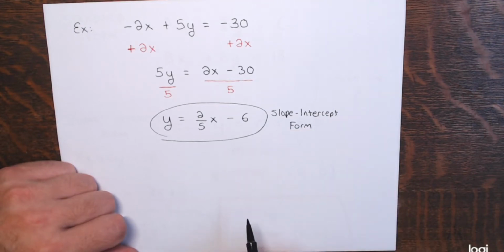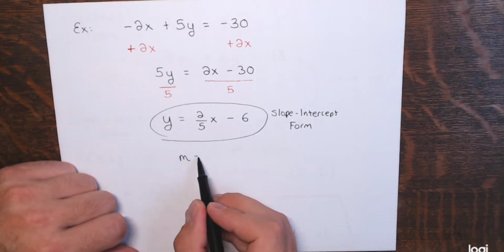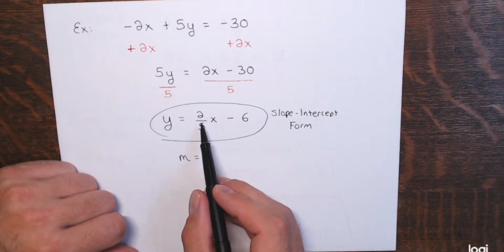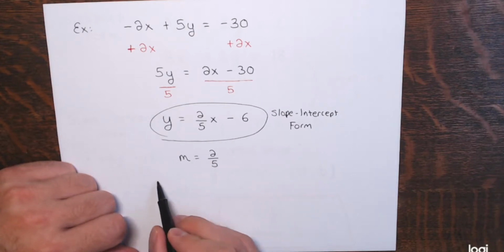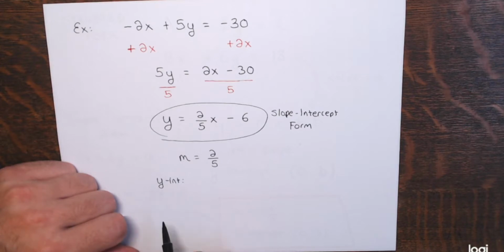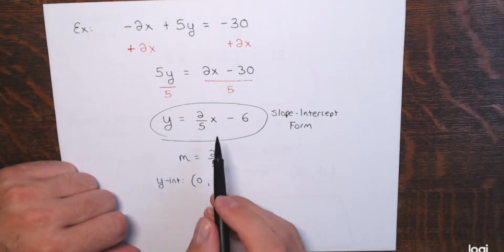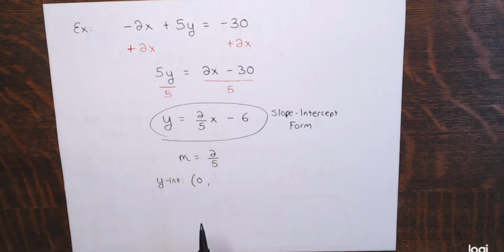Right. And I can easily now identify the slope, right? That lowercase m. It's just the coefficient of the x once you've solved for y. It's 2/5, positive 2/5. And the y-intercept, I'll just put y-int, has an x-coordinate of 0, right? And if the x were 0, you can very clearly see that y would have to be negative 6.